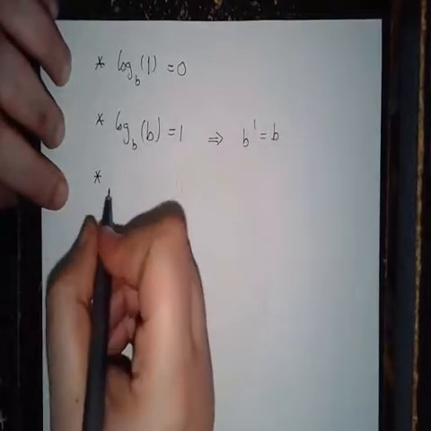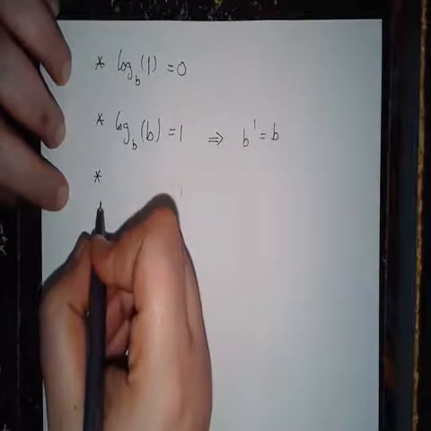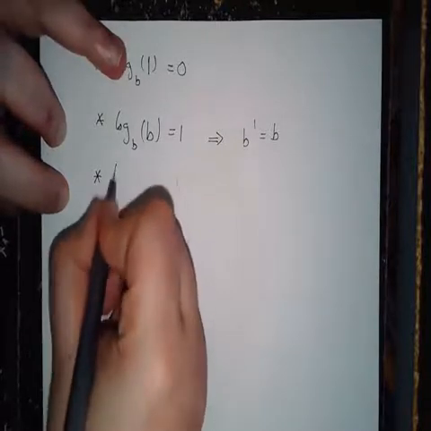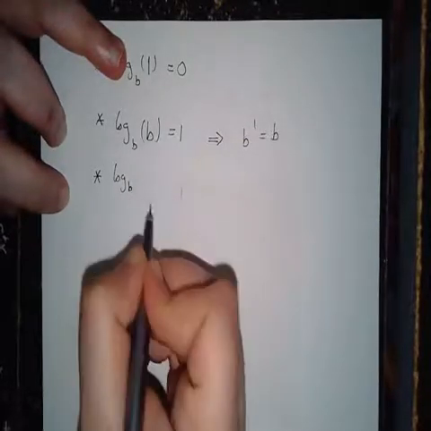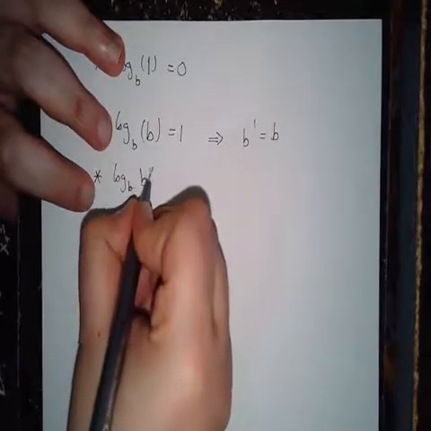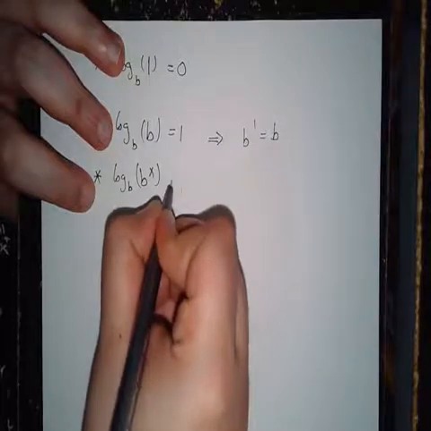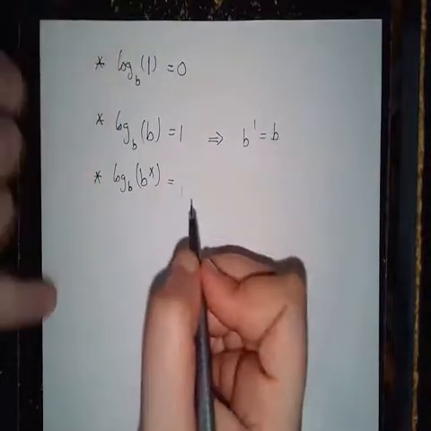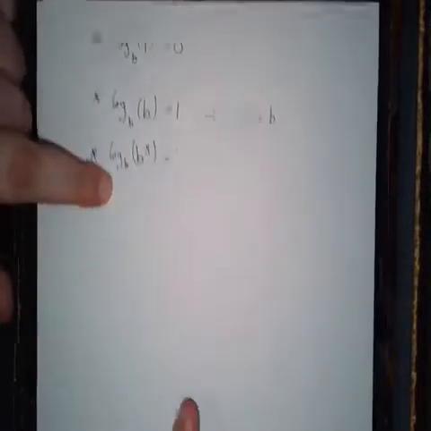Here's one more property. Log base b of b to the x power. Okay? Now this is just like the example I just showed you guys.